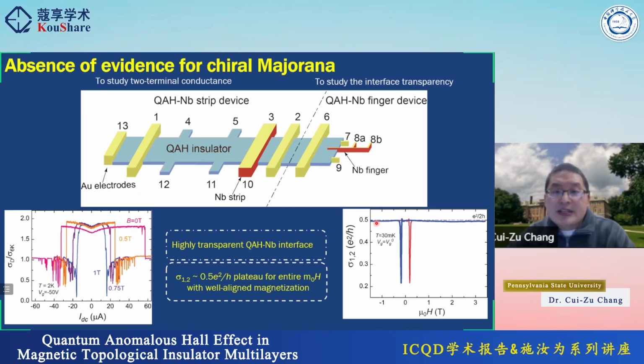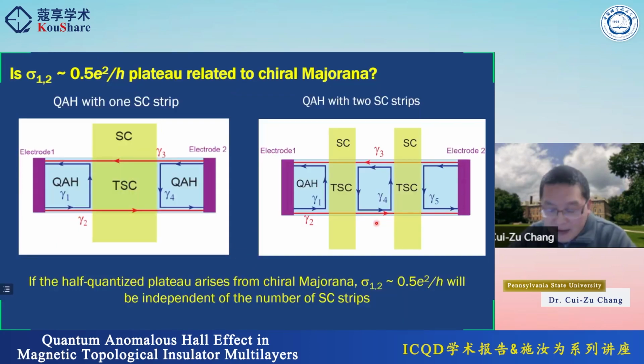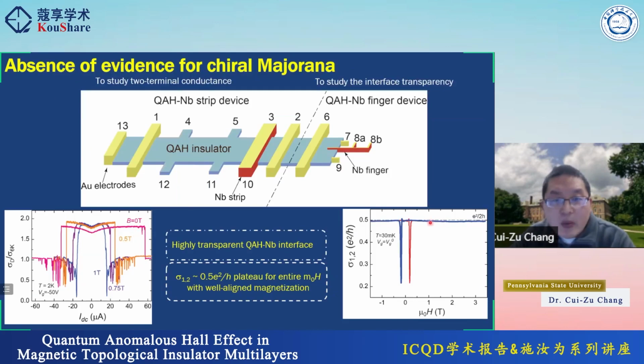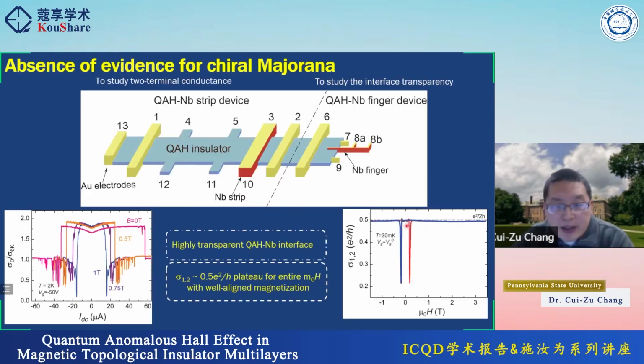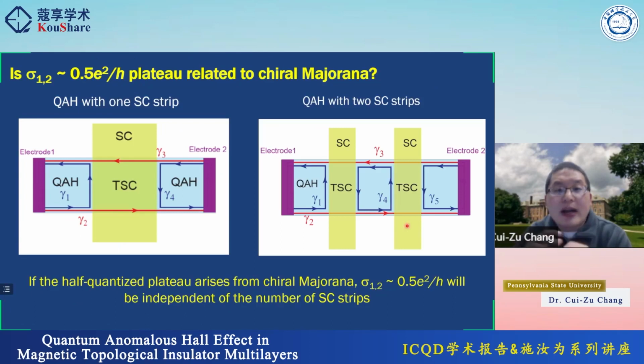Since we already observed the half quantized plateau here, but it is different from the theoretical prediction and also different from the prior experiment, we will ask: is this half quantized plateau related to the chiral Majorana or not? In order to answer this question, we did the experiment below. It's a very simple experiment.